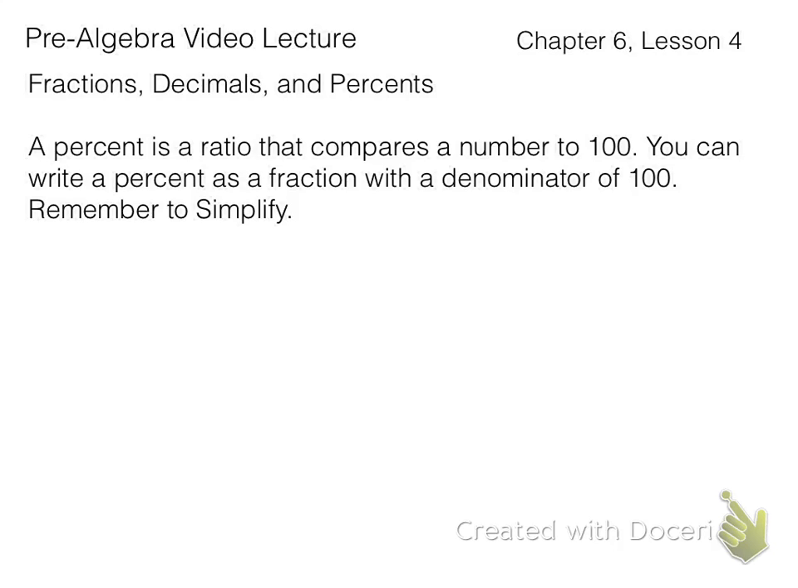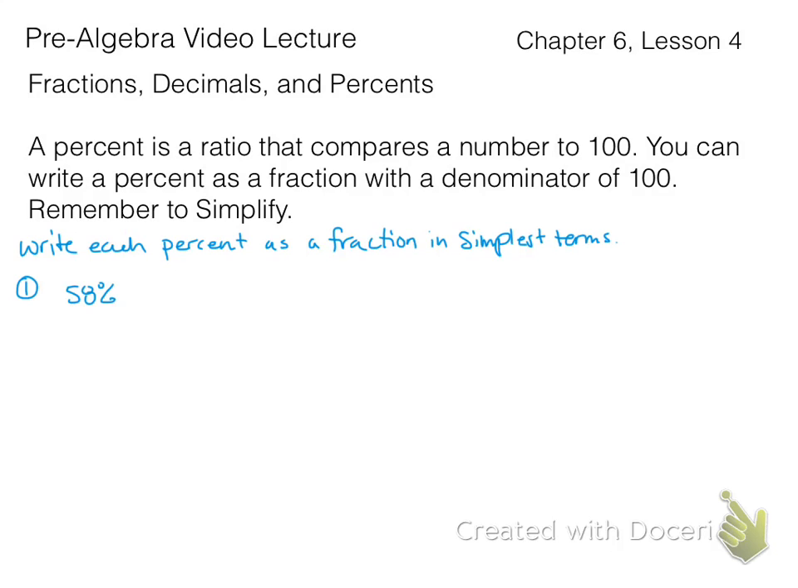A percent is a ratio that compares a number to 100. You can write a percent as a fraction with a denominator of 100. So, remember to simplify. We're going to write each percent as a fraction in simplest form, or simplest terms. So if we have 85%, we're basically just going to stick 85 over 100, because that's what a percent is, comparing a number to 100.